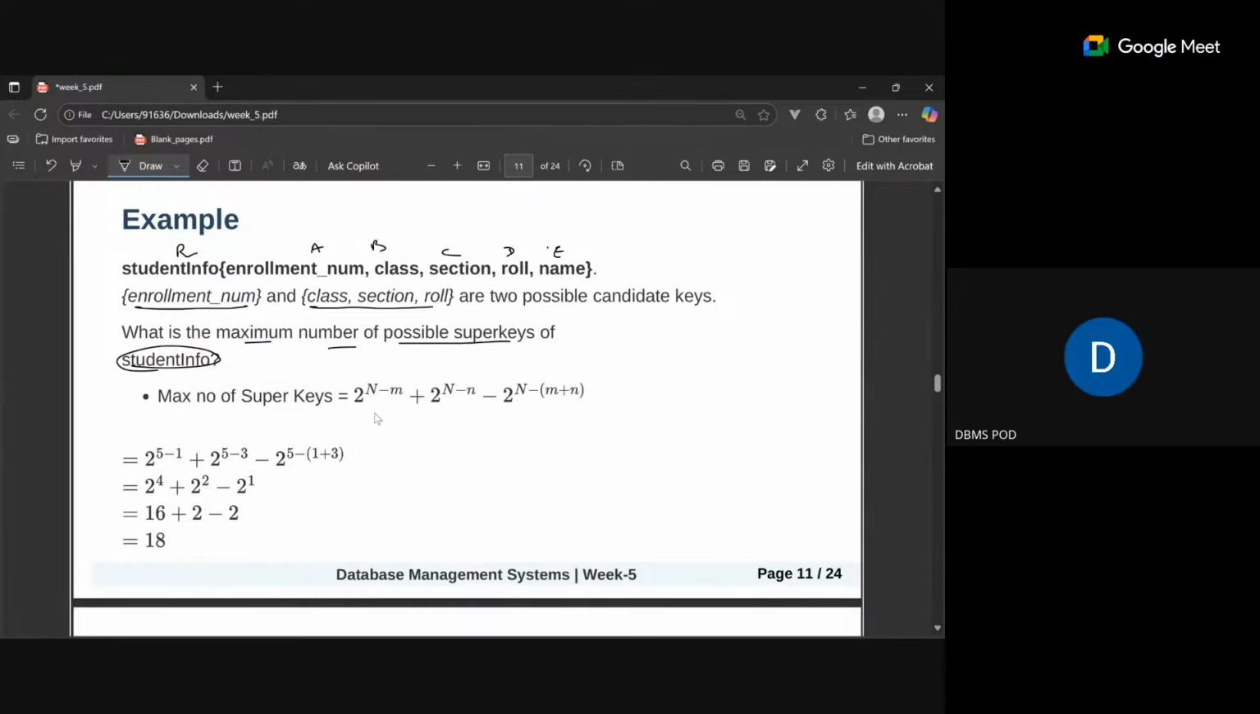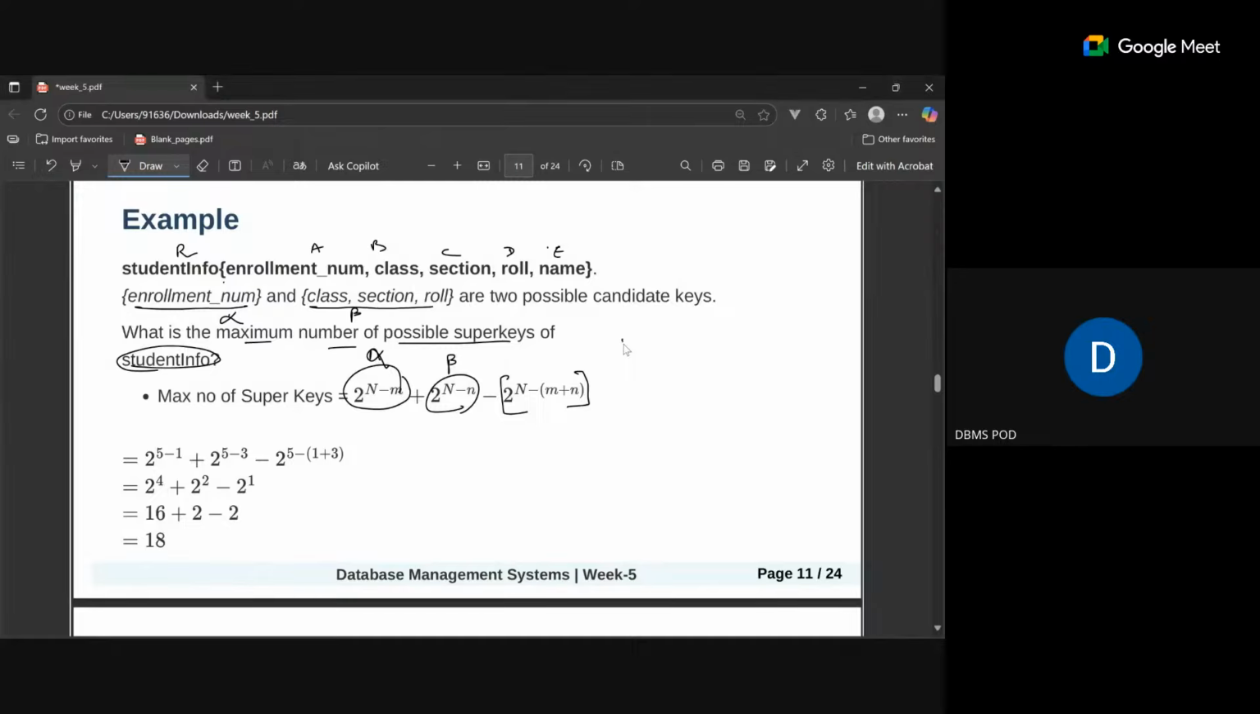So first we'll find the super keys for the A attribute. Let's say this is alpha, this is beta. Let's find the super keys for this one, and then subtract the super keys found as common between them. It's almost like a set formula, right?